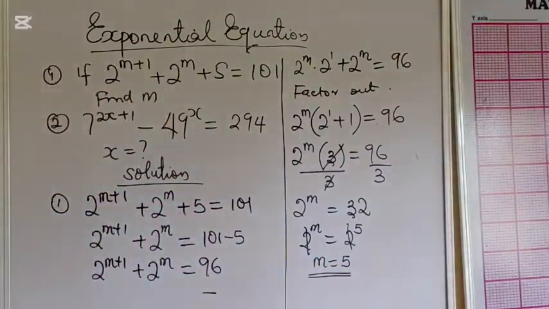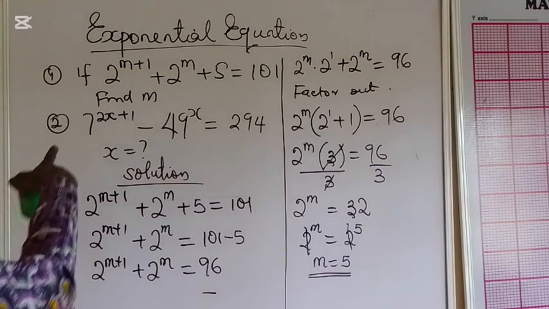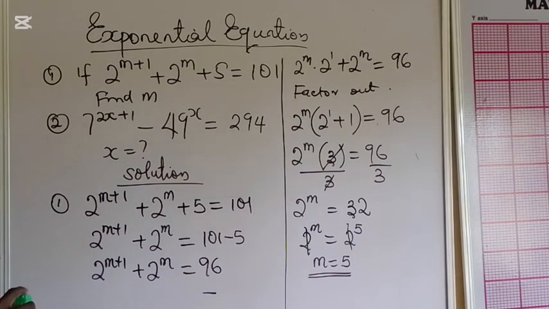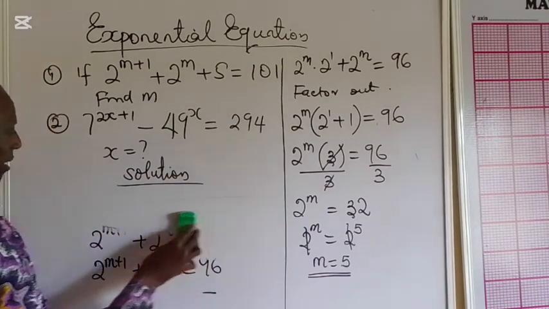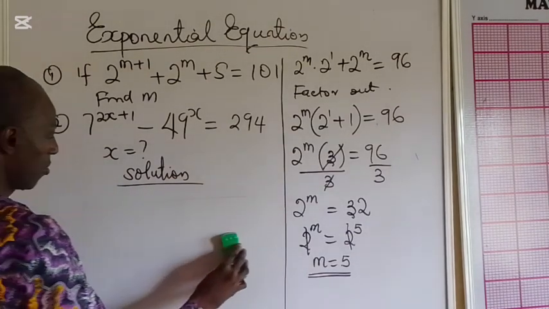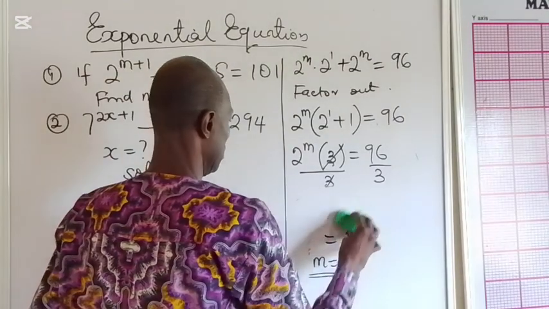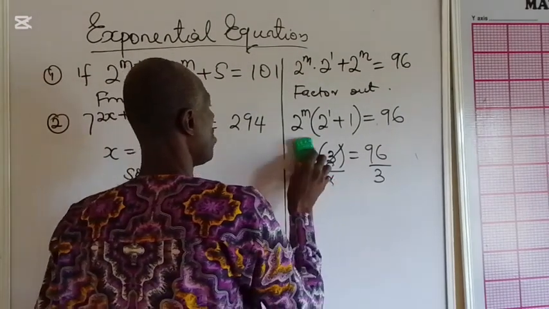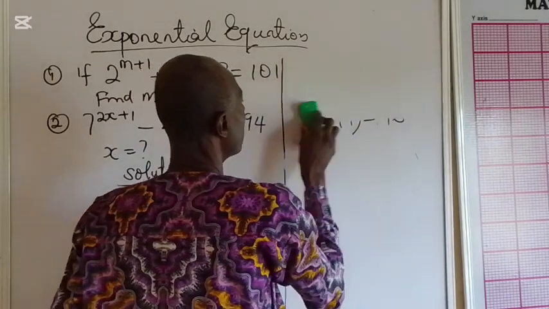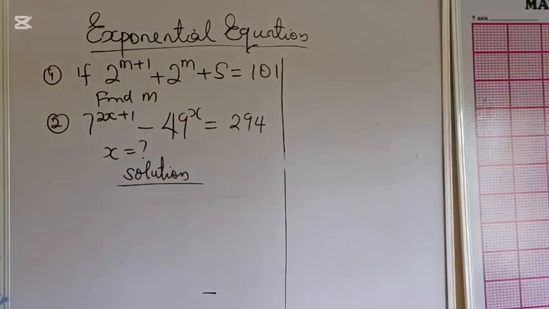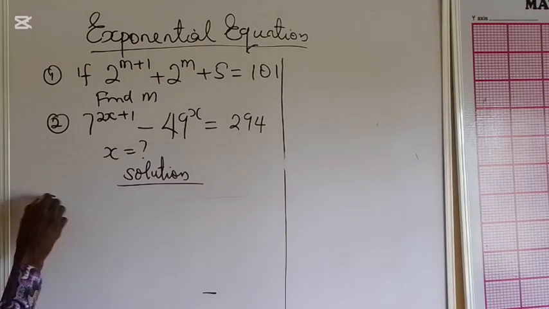That is example number 1. n is equal to 5. Okay, let's do the second example. I told you, don't disconnect. Stay connected till the end. I'll use the same method. Now, number 2, what is it telling us?